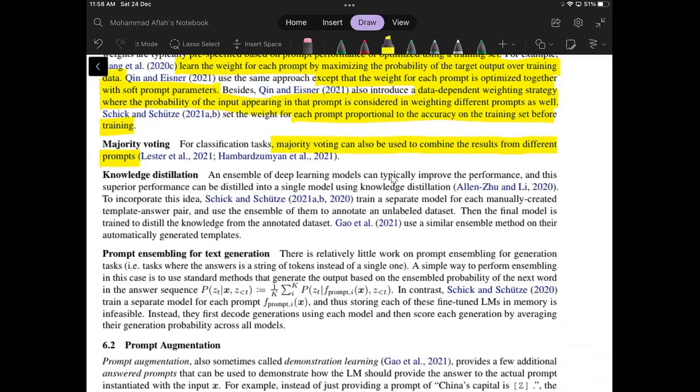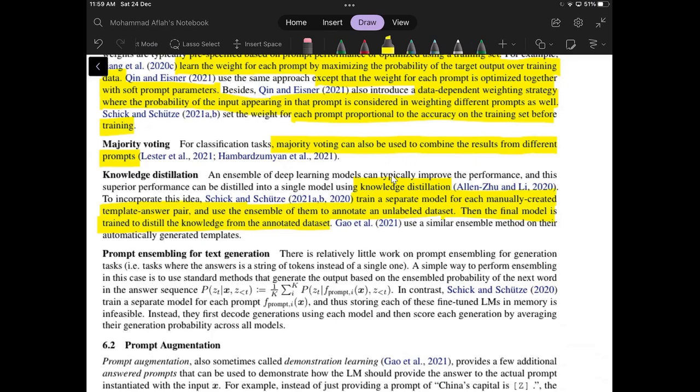Then you have knowledge distillation. An ensemble of deep learning models can typically improve the performance, and this superior performance can be distilled into a single model using knowledge distillation. So to incorporate this idea, Schick and Schütze train a separate model for each manually created template answer pair and use the ensemble of them to annotate an unlabeled dataset. Then the final model is trained to distill the knowledge from the annotated dataset. Gao et al. 2021 uses a similar ensemble method on their automatically generated templates.